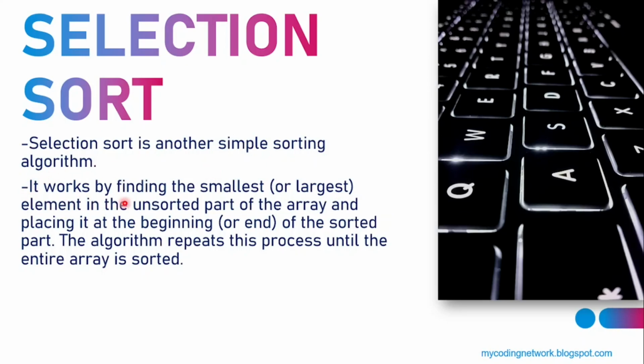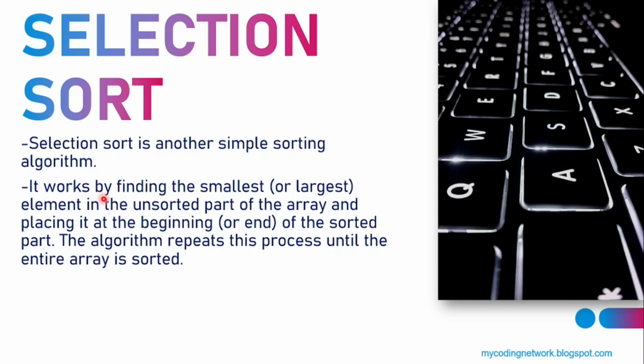It works by finding the smallest element in the unsorted part of the array and placing it at the beginning of the sorted part. So basically, we are picking the smallest element in the unsorted part and placing it in the sorted part. This process continues until the entire unsorted part is empty and the sorted part has all the elements at their correct position.